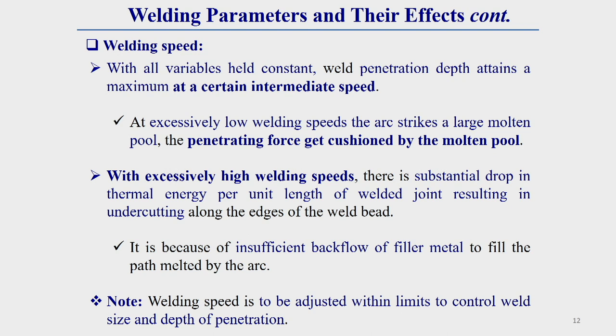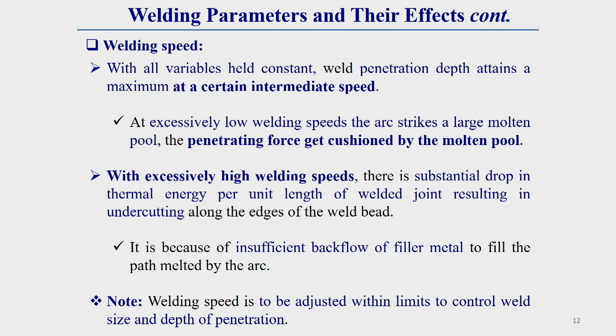Now why does this happen? Because if we decrease the speed again and again, at excessively low welding speed the arc strikes a large molten pool. If the welding speed is low, the volume of molten material will be high at a particular location. Due to this volume of molten material, the penetrating force gets cushioned by the molten pool. Whatever penetrating force is coming over the molten pool, the pool cushions that force. So further penetration cannot increase. That means after a certain lowering of welding speed, penetration does not increase further. That is why we get optimum penetration at some intermediate speed.